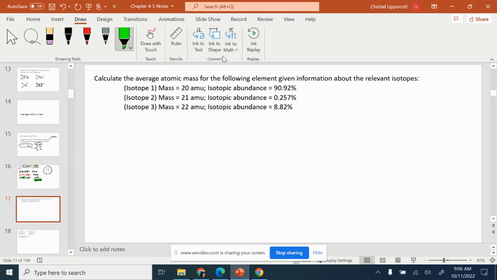All right. We have an isotope 1, 2, and 3. Here is their mass, and here are their respective percentages. So you need to make sure you divide these by 100, multiply by the mass, and then add everything together. Go.